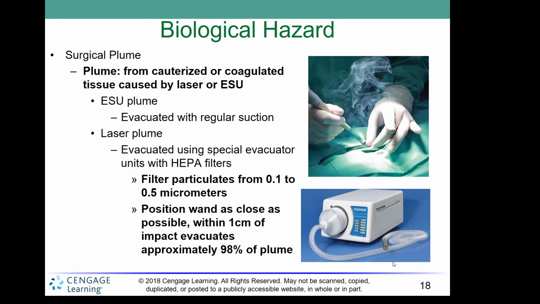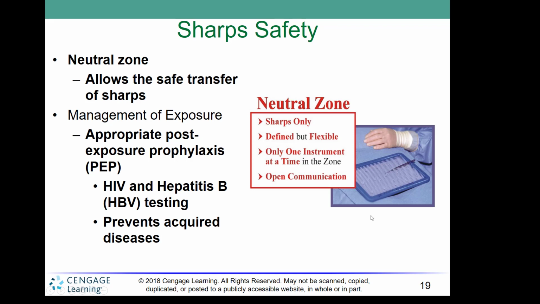That wand, you want to make sure you get as close as possible without getting in the way, because if you're within 1 centimeter of that impact, you'll evacuate around 98% of that plume. So you're getting rid of most of it by being as close as possible.